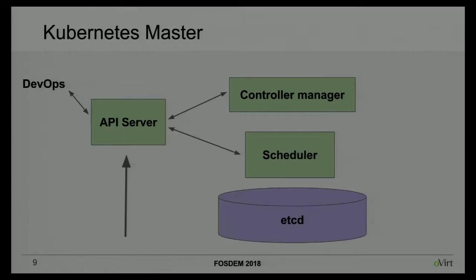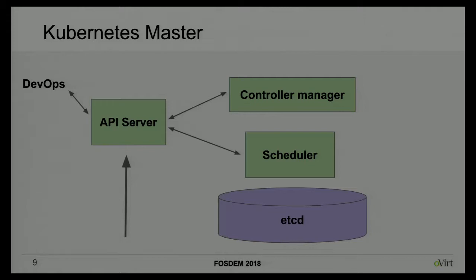Some of the master components relevant to this lecture is, first of all, the API server. So the API server is the gateway to Kubernetes. It's basically the front end. It receives commands from the outer world, from DevOps, for example, and relays them down to Kubernetes, and this is how we communicate. Another major component is etcd.